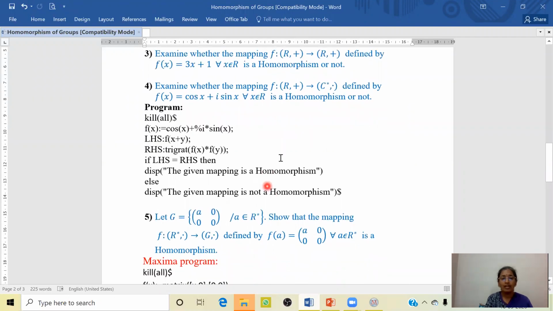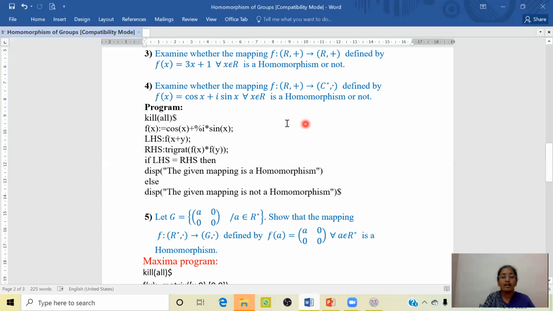Now let us see one more example wherein you have trigonometric functions. The mapping f is from R plus to C star, comma, dot. Here R plus is the set of all real numbers with respect to usual addition, and C star comma dot is the set of all non-zero complex numbers with respect to multiplication. f is defined as f of x equals cos x plus i sin x for all x belonging to R. Is it a homomorphism or not? Here we need to check whether this is a homomorphism or not.